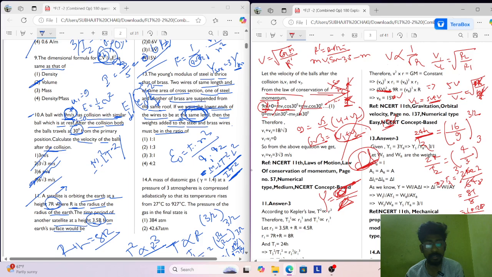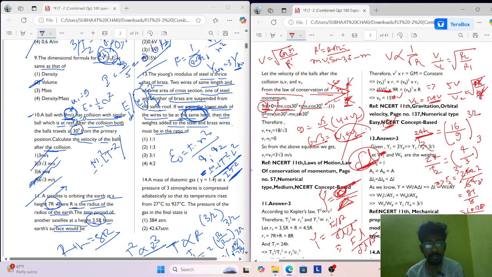Del L part will be equal. So we know that Y is equal to (F by A) divided by (del L by L), so it will be F L by del L into A. So Y is proportional to what? 1 by del L, right? Y is proportional to 1 by del L.